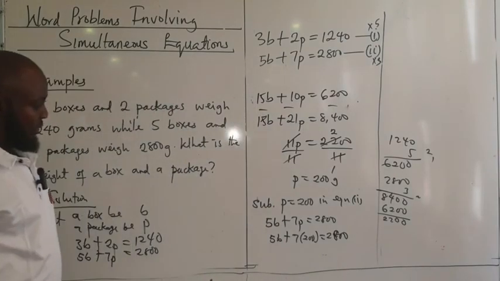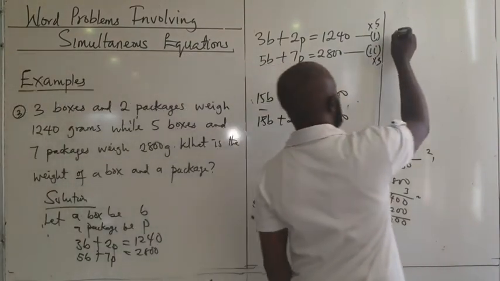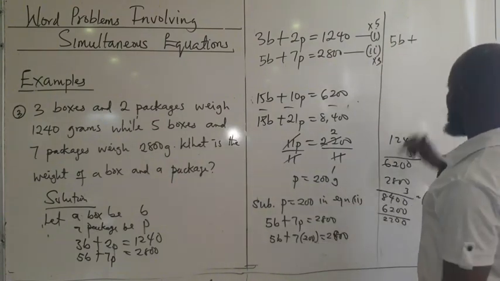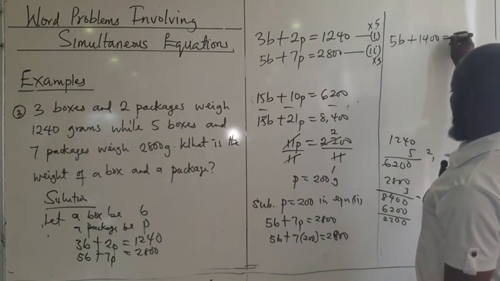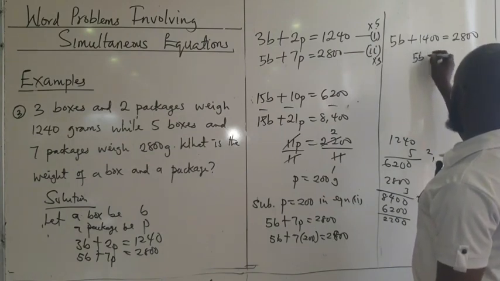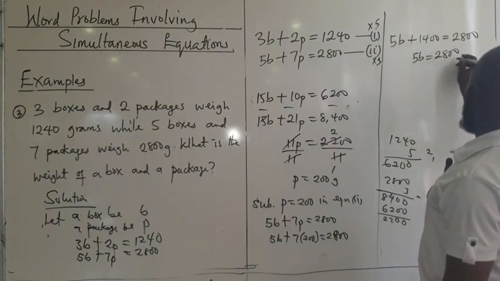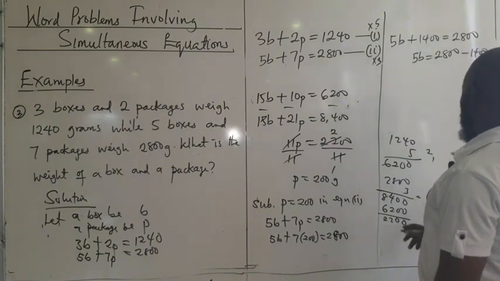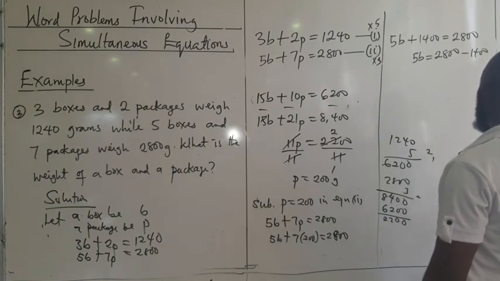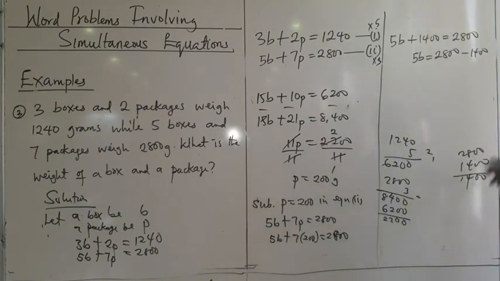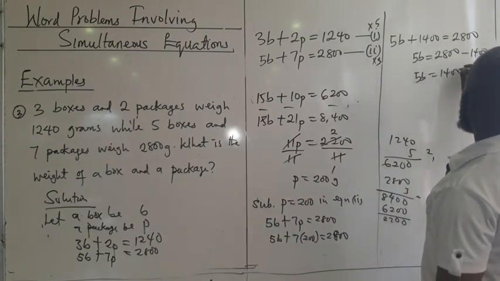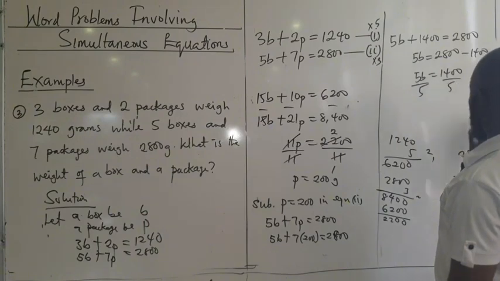Am I making sense? So that means we have 5B plus 7 times 200, that is 1,400, equals 2,800. So we collect like terms, that is 5B equals 2,800 minus 1,400. That is 1,400, right? So 5B equals 1,400. We divide both sides by 5.